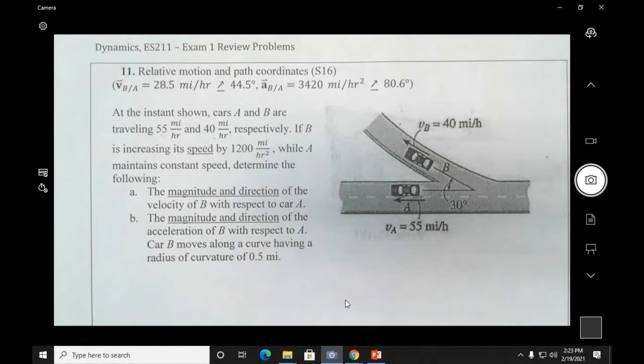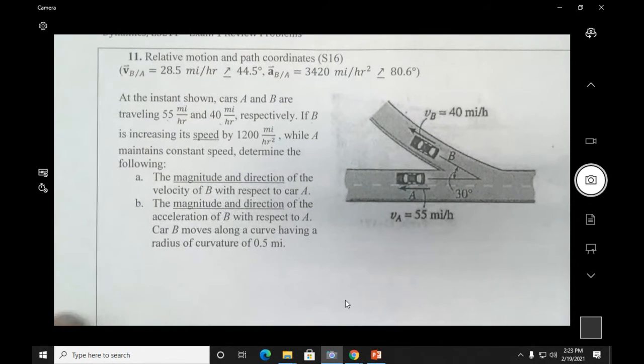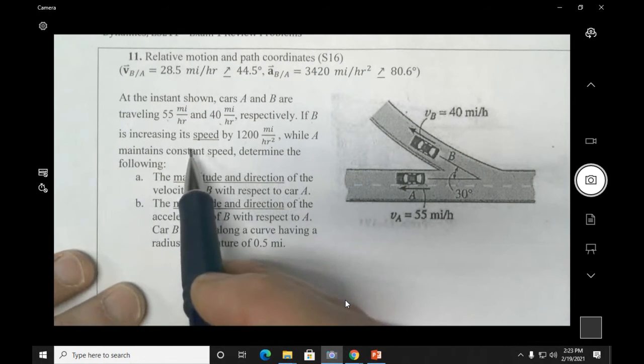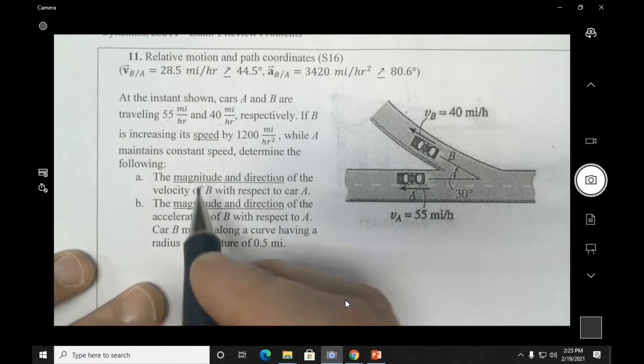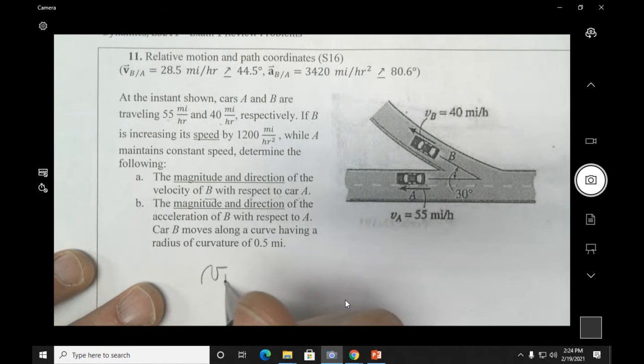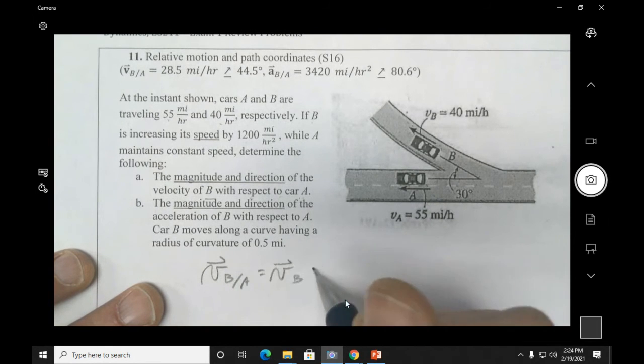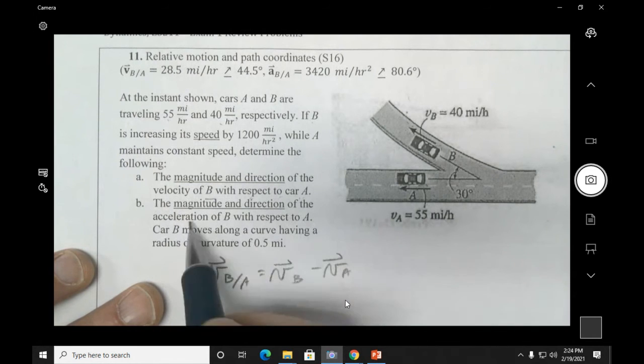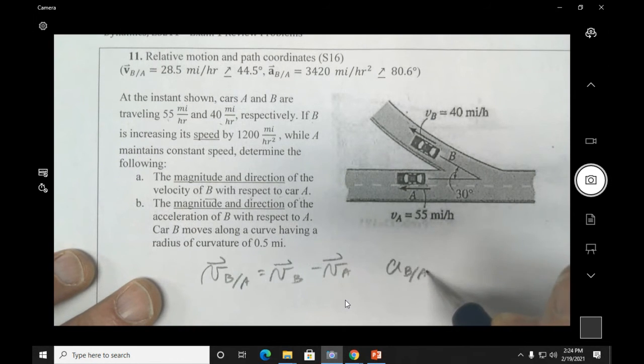I think in this problem, the solution here, they just kept everything in miles per hour. I generally would probably change things into feet, but they gave everything in miles, so it's not going to hurt anything. It doesn't hurt when you're working through a problem to write down the main equation you're eventually going to need. We're going to want to find B with respect to A. So we're going to have the velocity of B with respect to A, which is the velocity of B minus the velocity of A. We're also going to want to find the acceleration of B with respect to A.